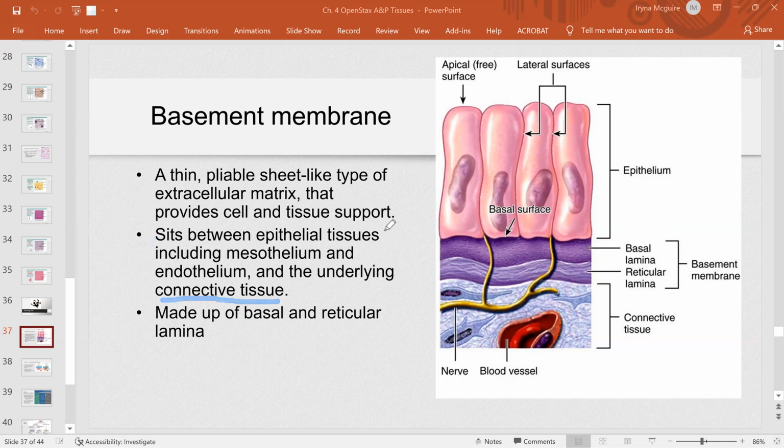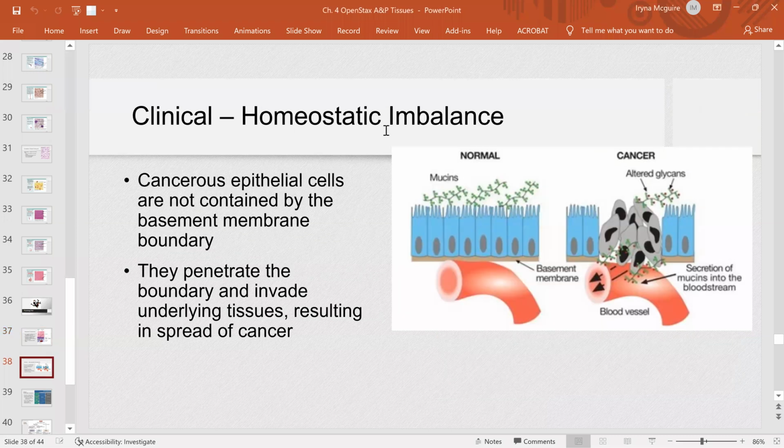And it's not just epithelial tissue, it's also mesothelium, that is epithelial tissue covering your heart and blood vessels, and endothelium that covers GI tract. And it's made of basal and reticular lamina. So what is the significance of this membrane? What are the homeostatic imbalances that we can mention here in relationship to the basement membrane?